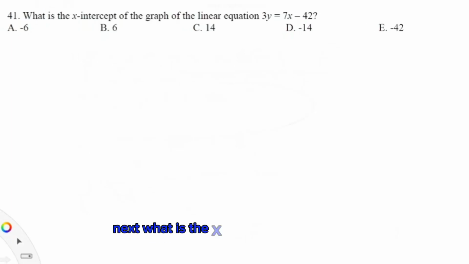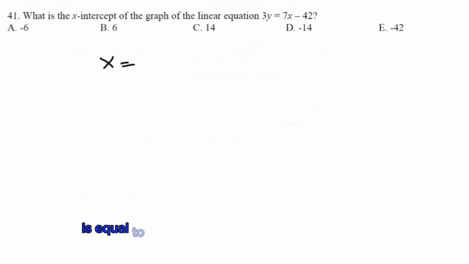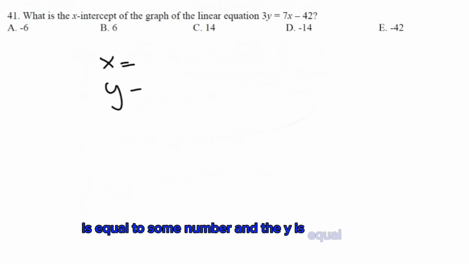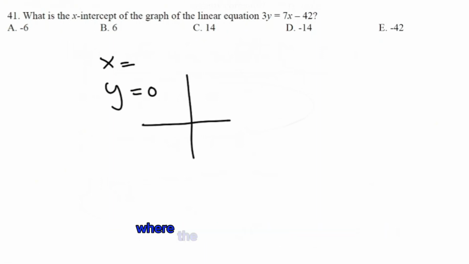Next, what is the x-intercept of the graph of the linear equation 3y equals 7x minus 42? When solving a problem like this, it's actually very simple, because the x-intercept is when x is equal to some number and y is equal to 0. That's on the grid, where the line crosses the x-axis, because wherever it crosses, y has to be equal to 0.